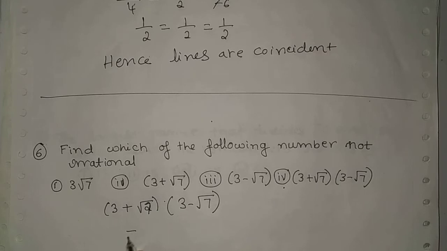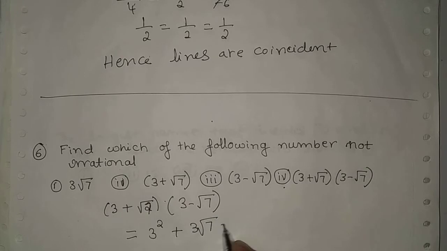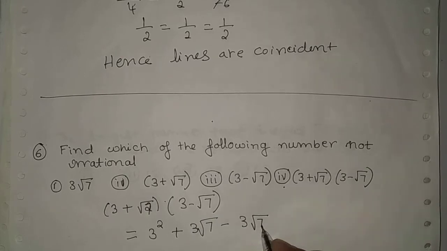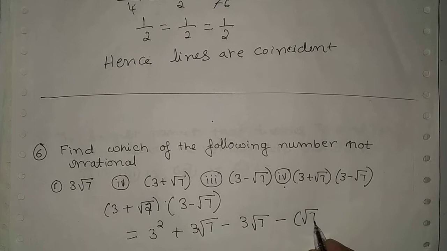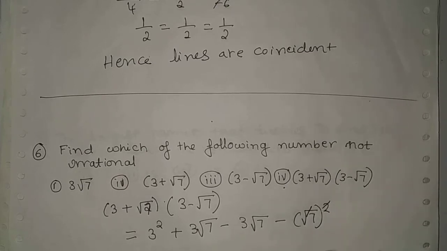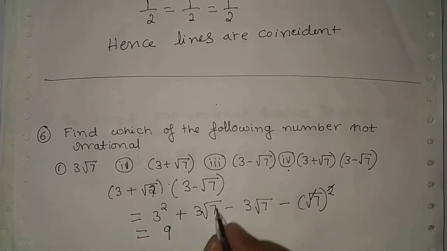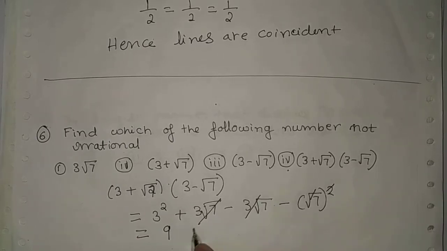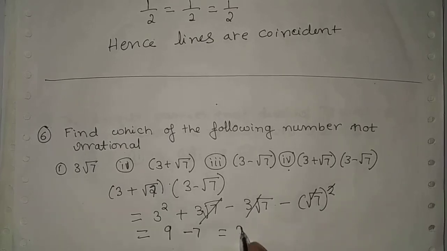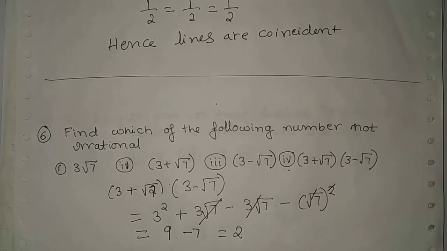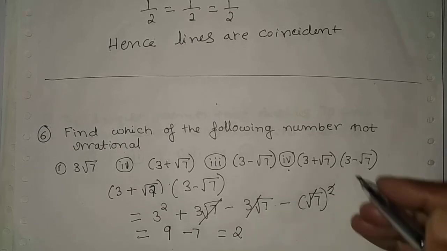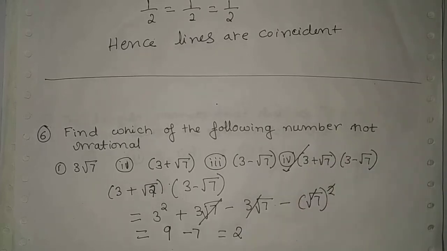Multiplying this, what we get is 3 square plus 3√7 minus 3√7 minus (√7) the whole square. So the 3√7 terms cancel, plus and minus cancel. We are now getting 9 minus 7, which is equal to 2. Therefore, option 4 is not irrational. So here option 4 is the correct answer.